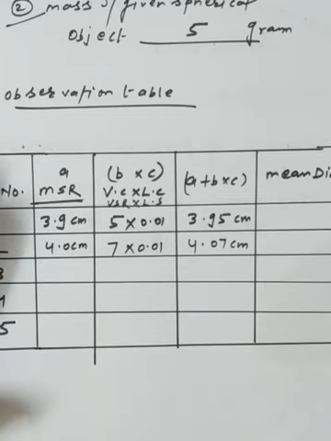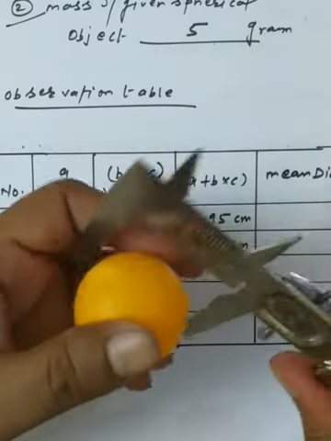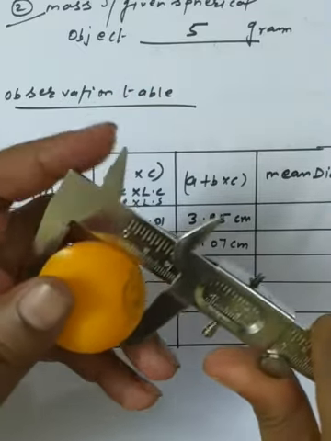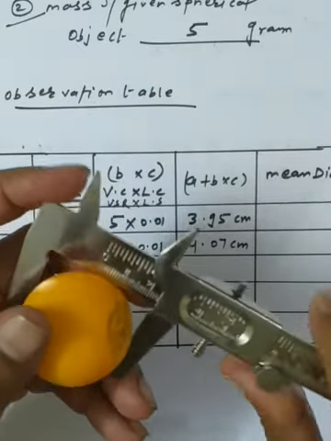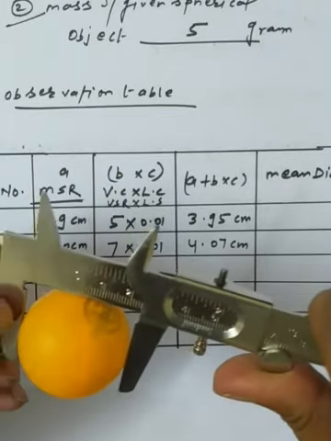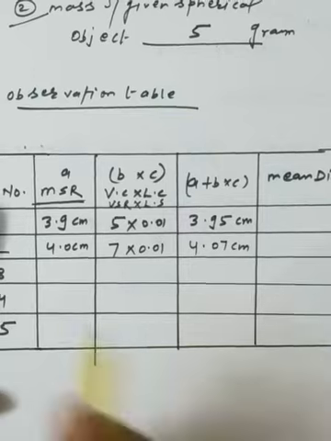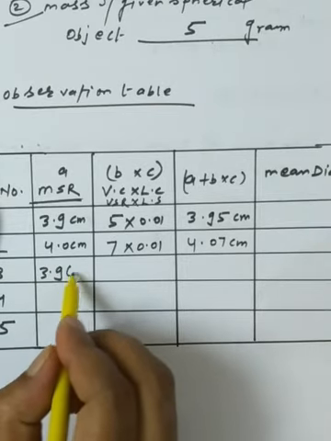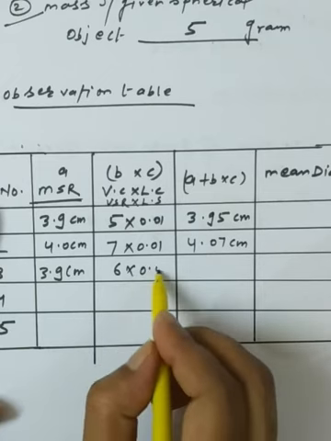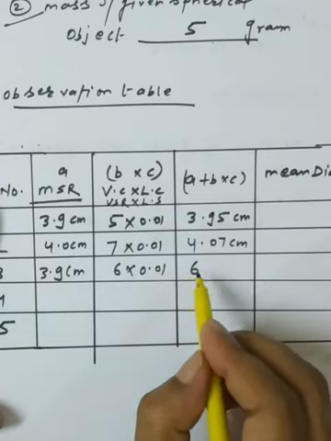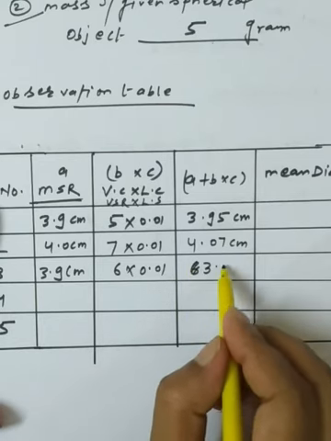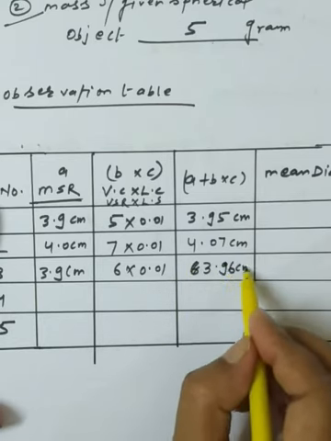Now further I make a dislocation of the jaws and utilize it again. It now comes to 3.9 also, so it is in the part of 3.9. Suppose the vernier constant comes to 6 times 0.01. So we can easily make the calculation, that is 3.96 centimeters.